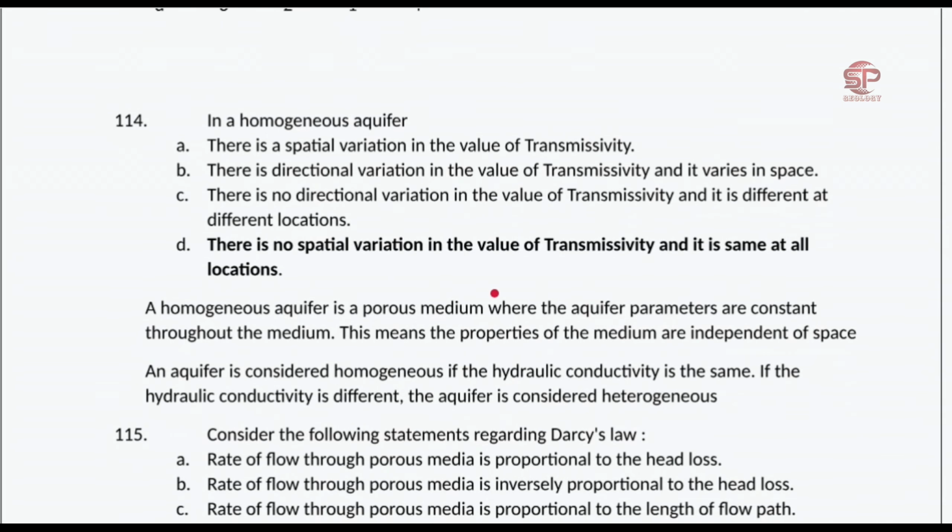Then in a homogeneous aquifer, everything should be homogeneous throughout. So in a homogeneous aquifer, hydraulic conductivity is the same. There is no spatial variation. So that's why option D will be correct.